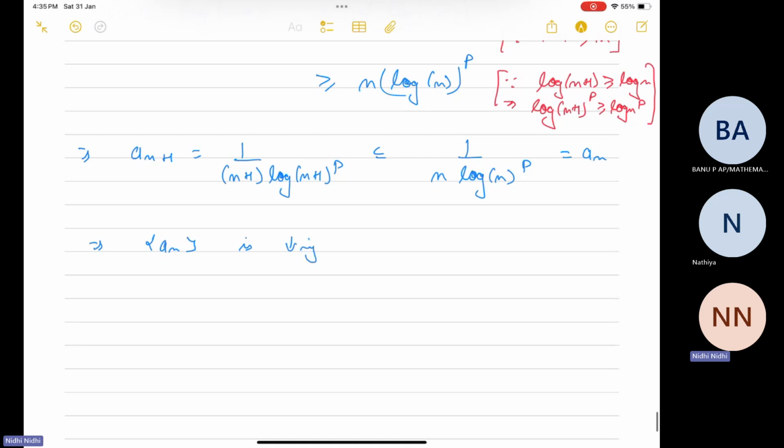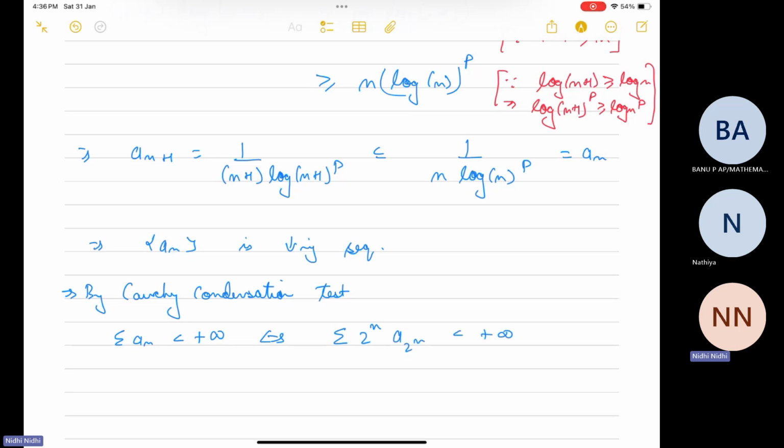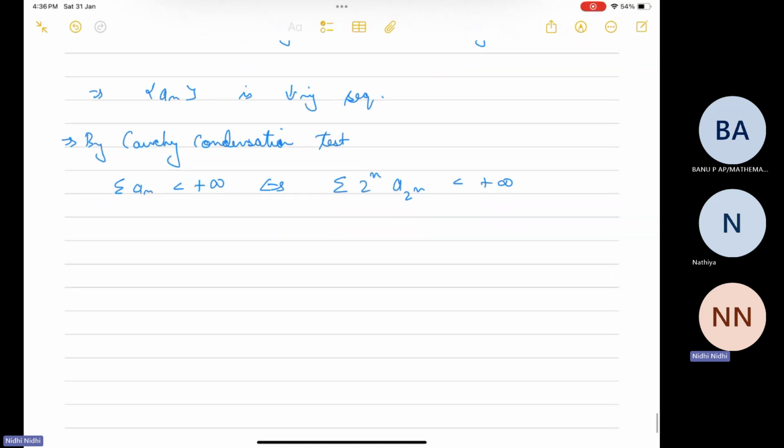So we are in the setting of the Cauchy condensation test. We have a decreasing sequence of positive real numbers. So by Cauchy condensation test, the series summation an will converge if and only if the series summation 2 to the power n times a of 2 to the power n converges.